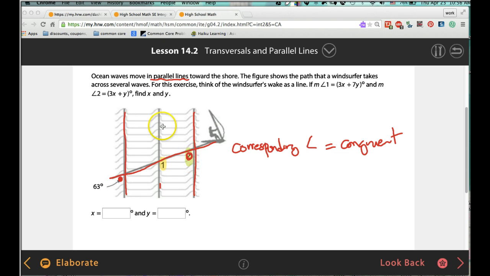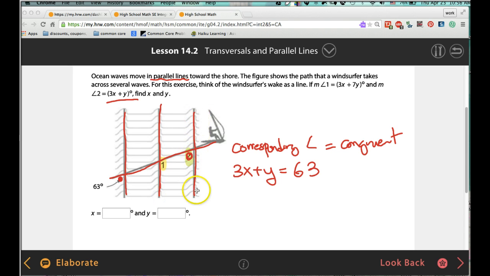So angle number 2, which is 3x plus y degrees, is going to be how many degrees? 63 degrees, okay? So now, even if you didn't know the relationship between this red dot and angle number 1, you should already know that angle number 1 and angle number 2 are what kind of angles? Yeah, they are same side interior angles, okay? So same side interior angles means, I told you earlier, you add them up, and they become 180 degrees.